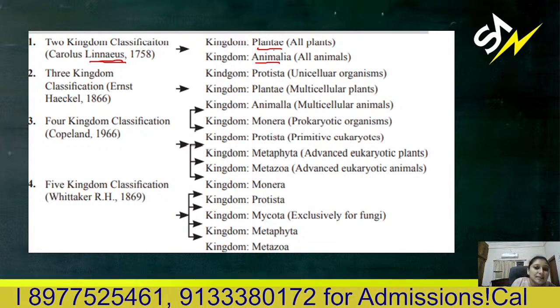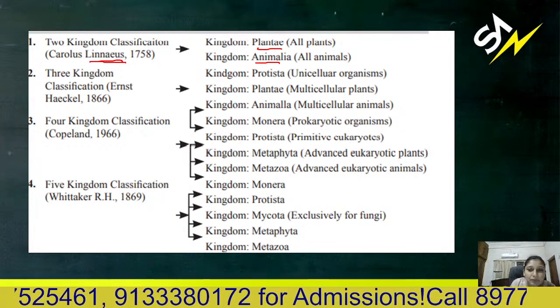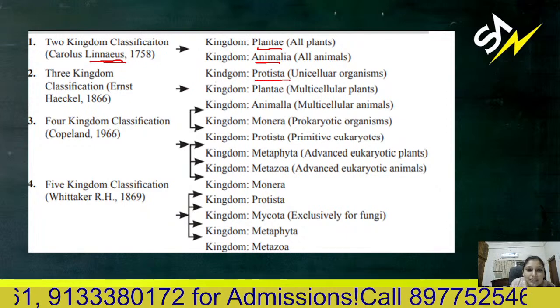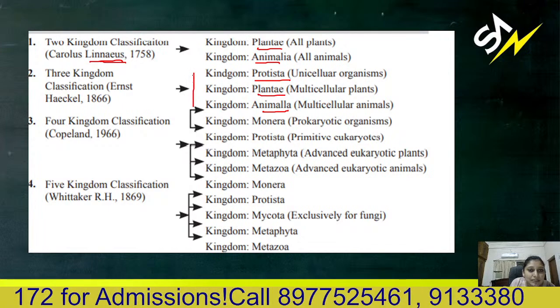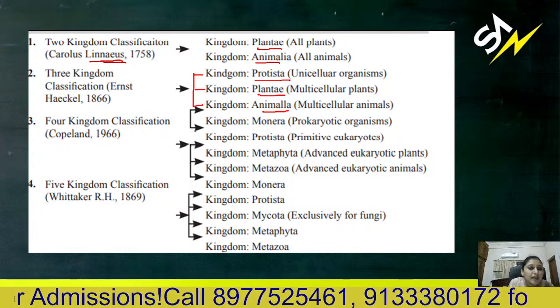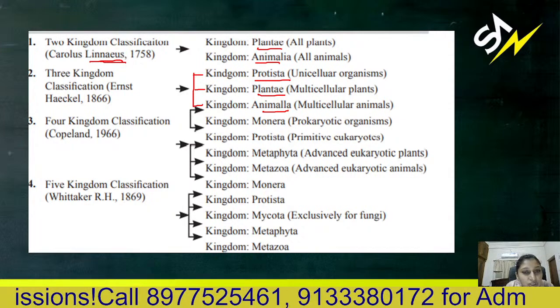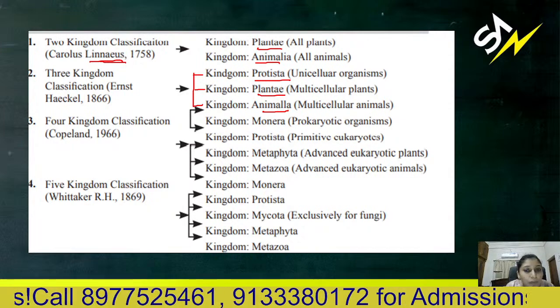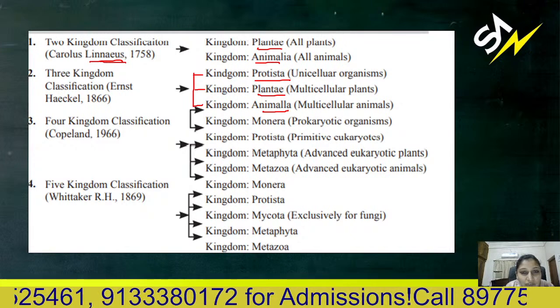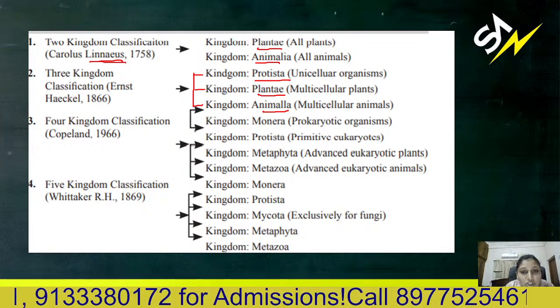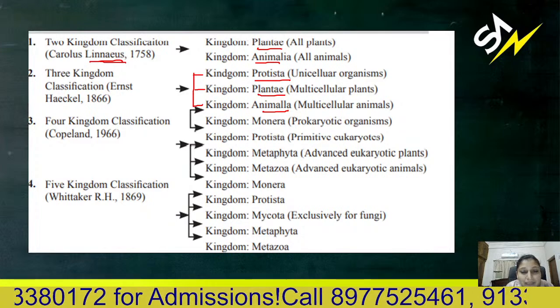So, which three kingdoms has he given? Kingdom Protista, Plantae, and Animalia. Then, four kingdom classification was given by Copeland. According to four kingdom classification, now he has included Monera. So, Monera, Protista, Metaphyta, Metazoa.